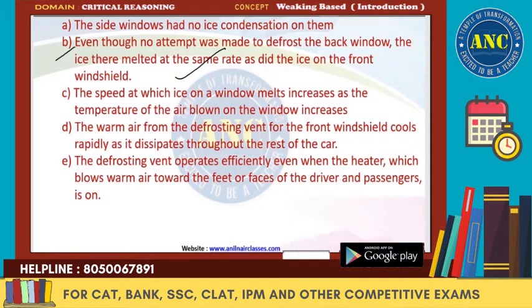Look at options D and E. The warm air from the defrosting vent for the front windshield cools rapidly as it dissipates throughout the rest of the car. The defrosting vent operates efficiently even when the heater, which blows warm air towards the feet or faces of the driver and passengers, is on. Now, neither of these options gives a reason to doubt that air from the vent caused the ice's melting, and hence neither of them jeopardizes the explanation's validity.